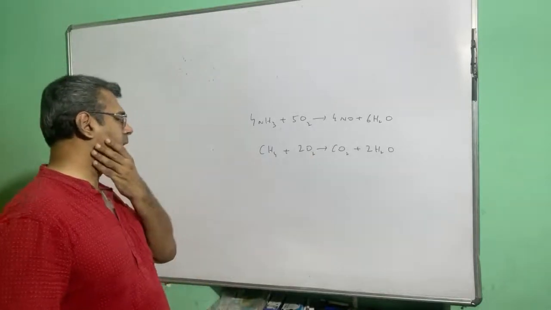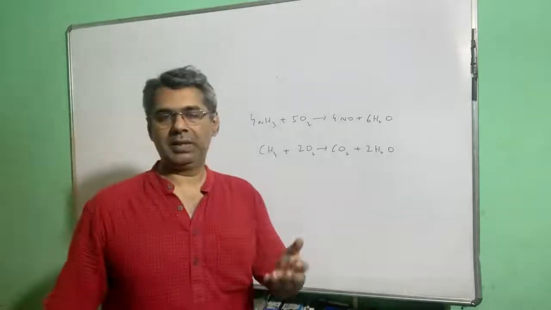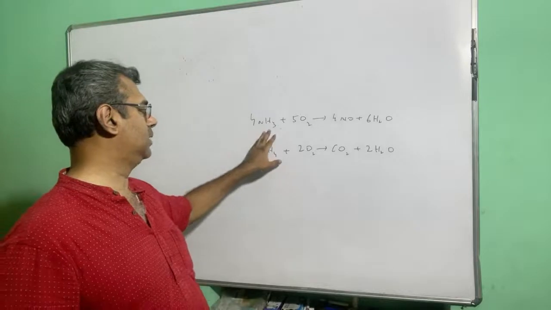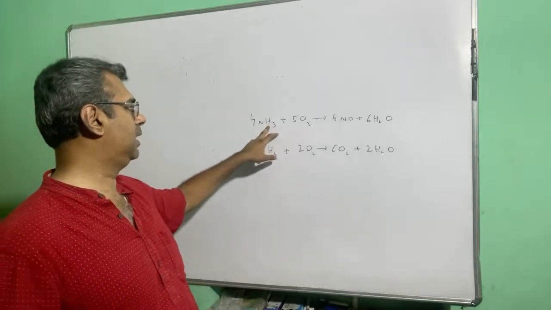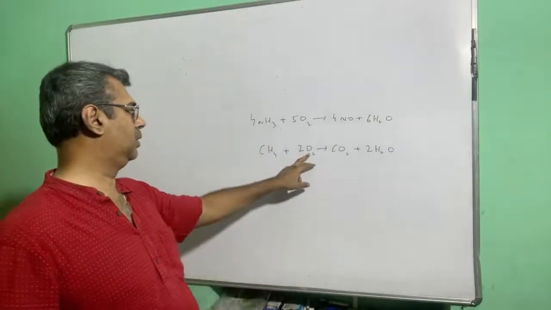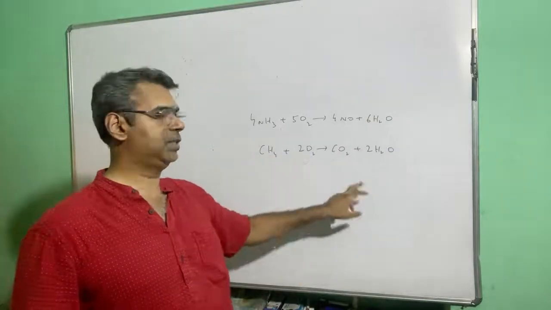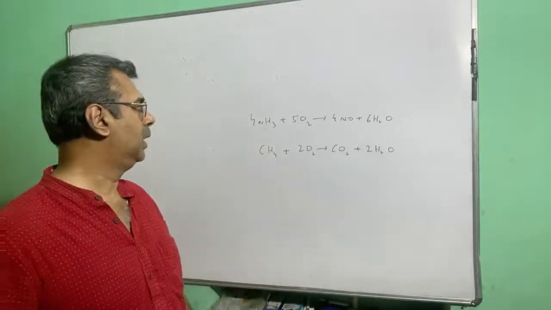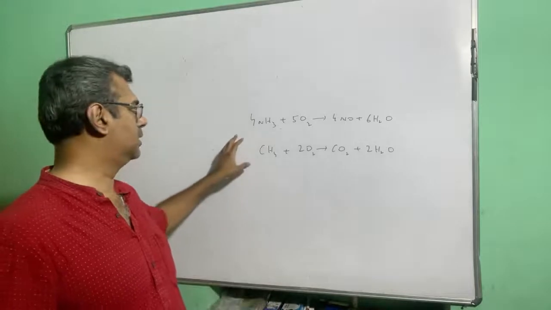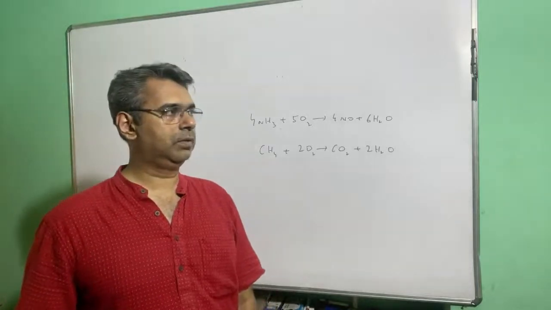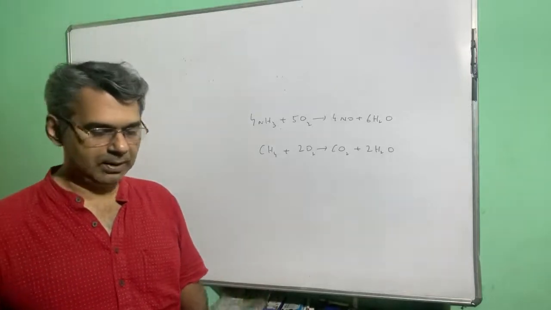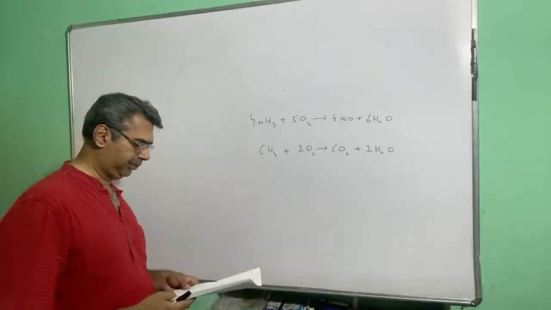The second thing is you can also think of these two reactions as displacement reactions, because in this reaction oxygen is displacing hydrogen to change ammonia to nitric oxide, and here oxygen is displacing hydrogen to change CH4 to carbon dioxide. So these are the two features of these two reactions. One is that they both can be thought of as redox reactions, and the other is that you can also think of them as displacement reactions.